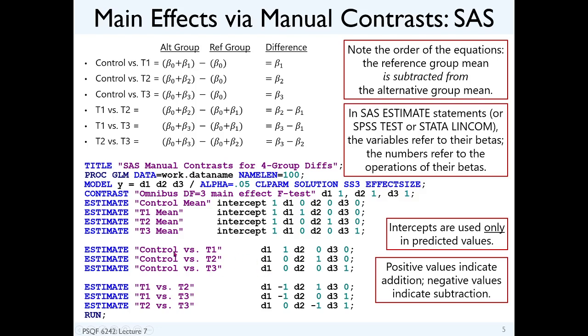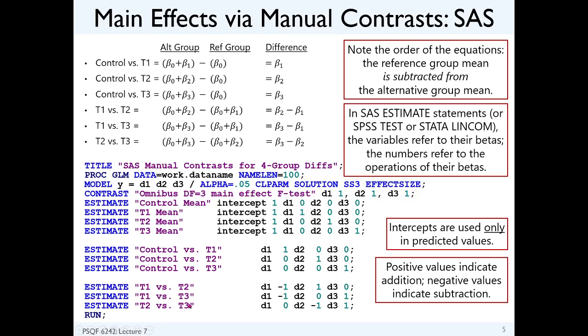So if we want control versus treatment 1, we need 1 beta 1. We don't need any beta 2s or beta 3s. And so this is just not a linear combination of parameters required to get to this result. It's just beta 1 all by itself, just beta 2 all by itself, and just beta 3 all by itself.